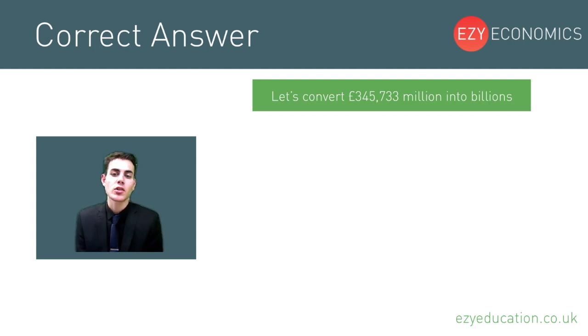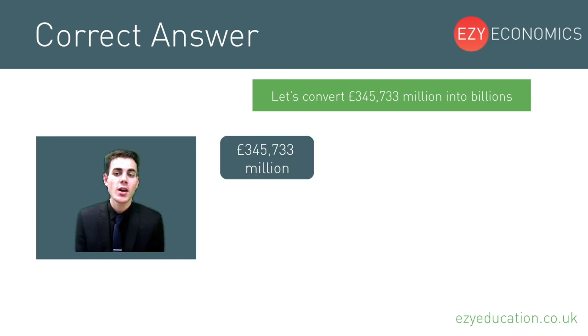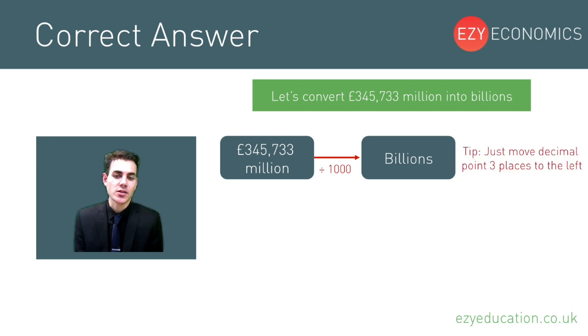We had our value of £345,733 million, and we wanted to put that into billions form. So based on what was shown in the previous slide, we take this figure, we divide it by 1,000, given the fact that 1 billion is equal to 1,000 million, and that gives us our billions form. And the easiest way to work out how to do this without getting too complicated is to essentially just move the decimal point 3 places to the left.